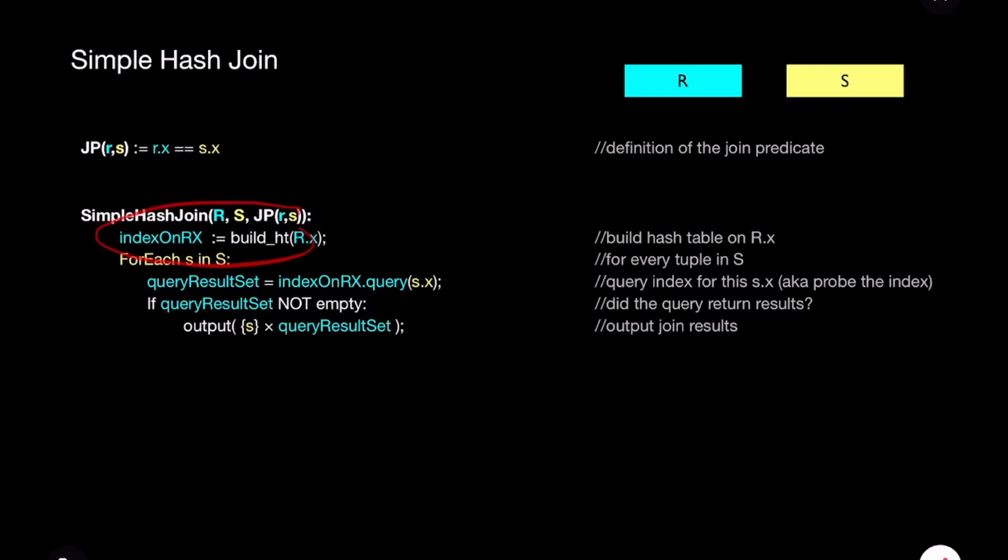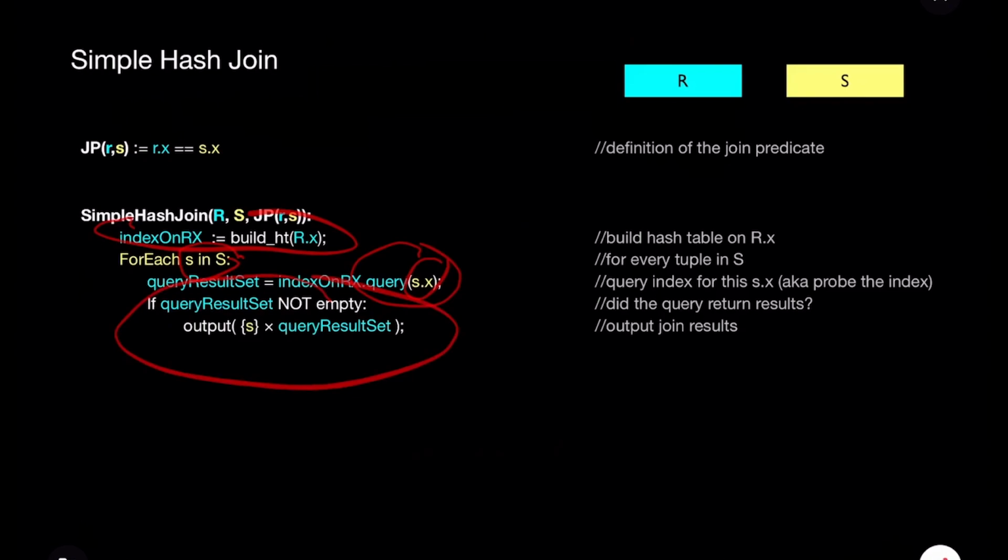You can make a decision based on, for instance, how big is the input that you want to build the hash table on, and then you might take the smaller one, for instance. And then once you did that, you probe each and every tuple from the other relation against that hash table. So you query the hash table with that S element in that example, and if there's a result, you output that to the result set. That's a very easy way of doing a join, called simple hash join.